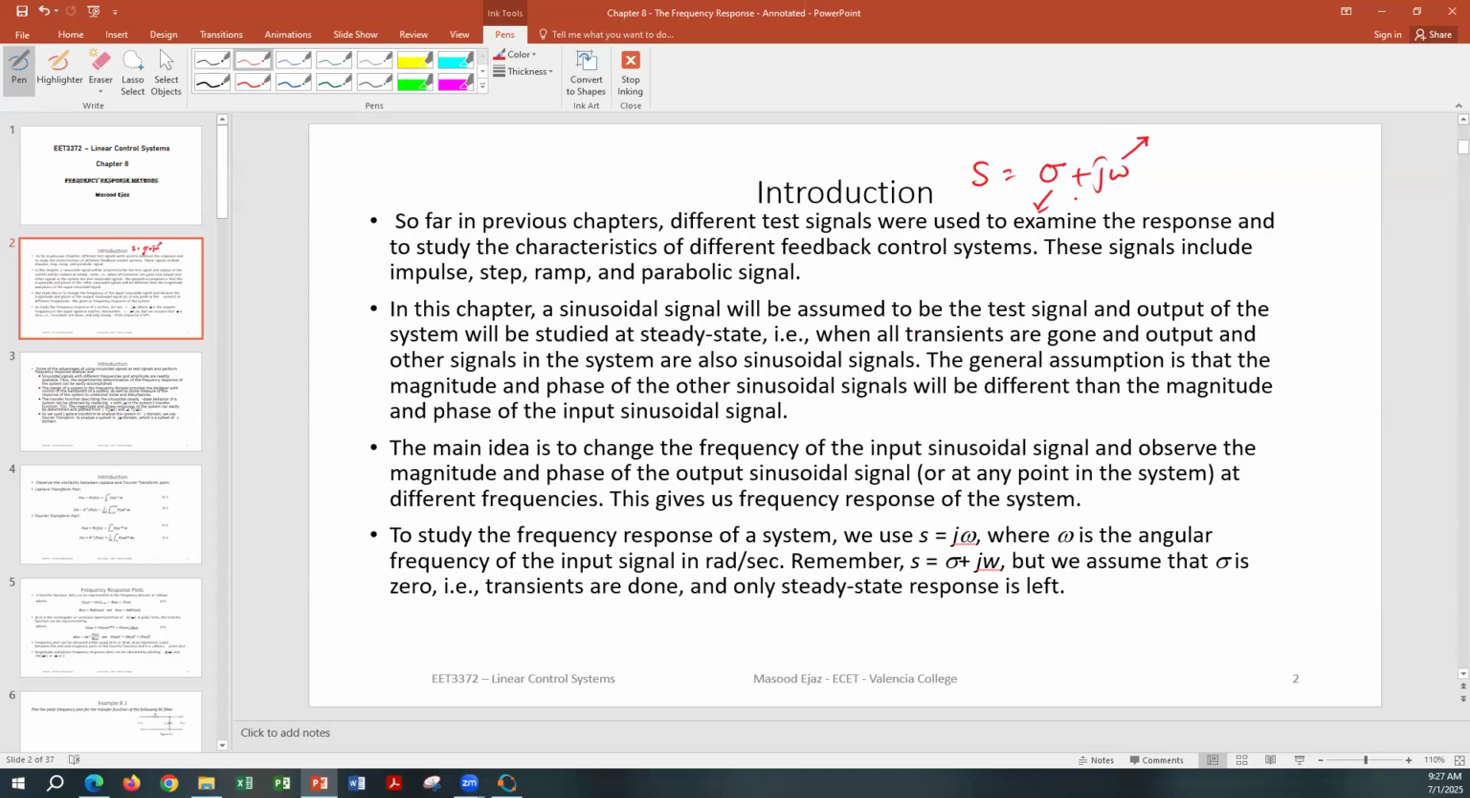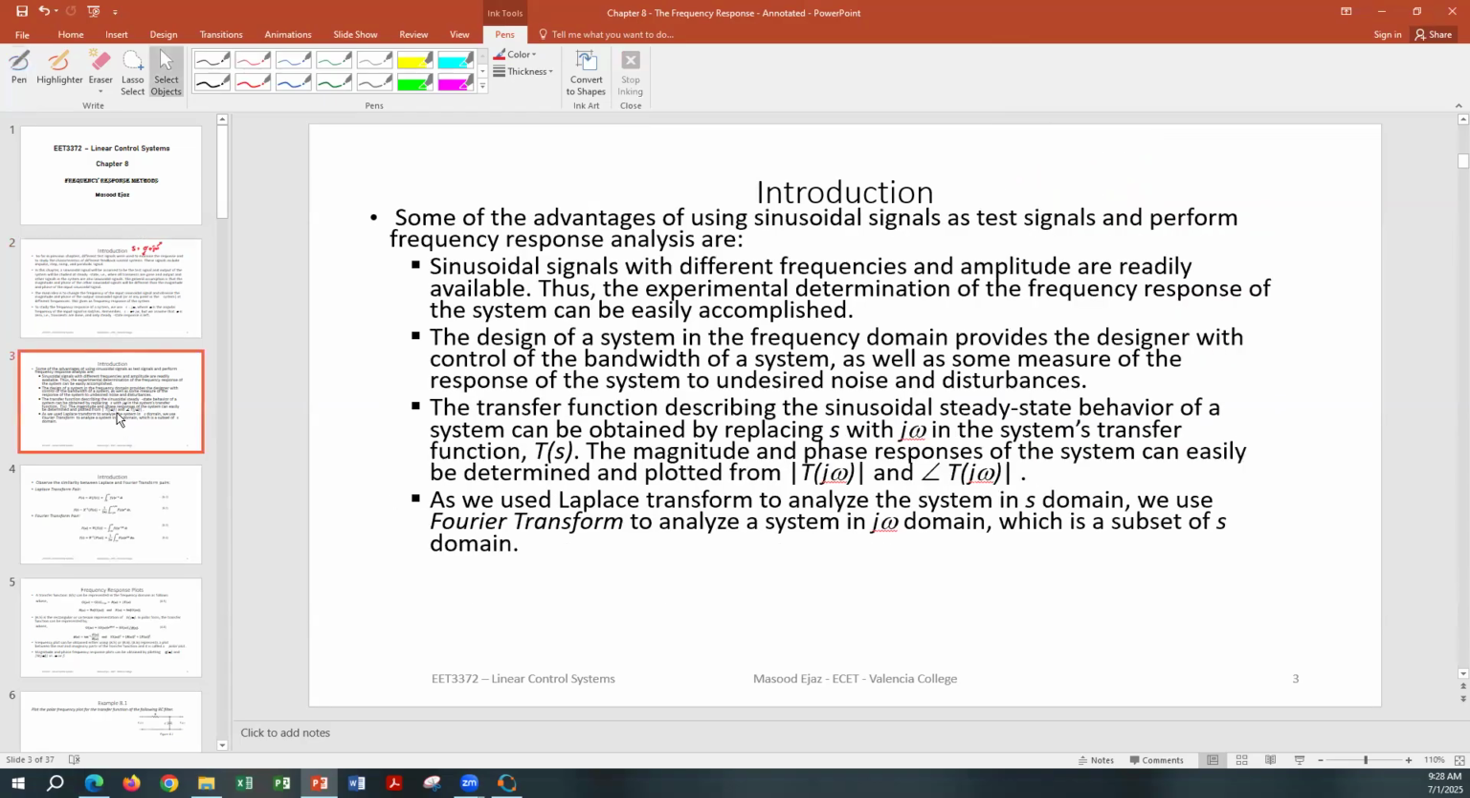Sigma is the exponential decay coefficient, of course, that if your transient is going down or going up, based upon if sigma is positive or negative, and so on. So we're not dealing with that. We are only dealing with our sinusoidal frequency because our input is a sinusoid. And if you're going to change this frequency, then how the response is going to change, that's what we are going to look at.